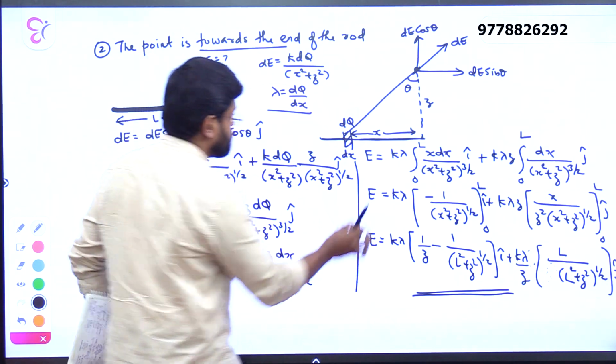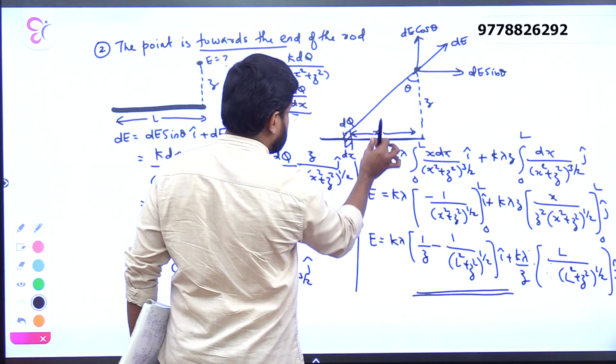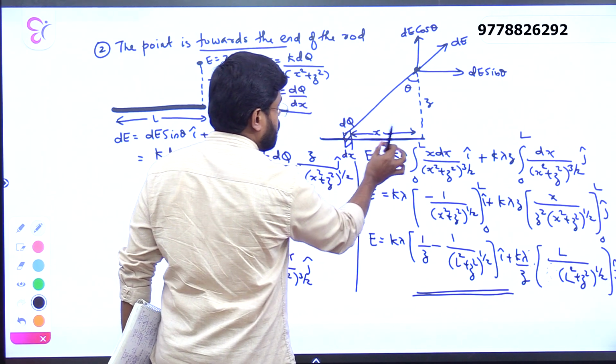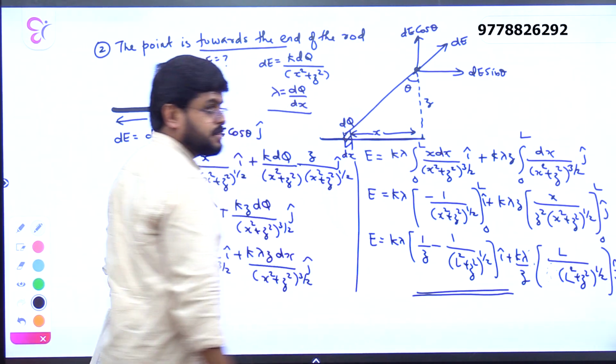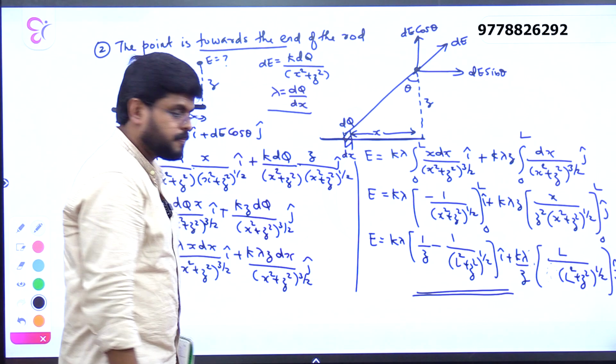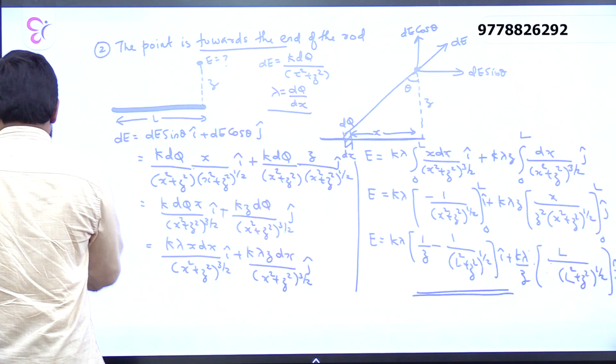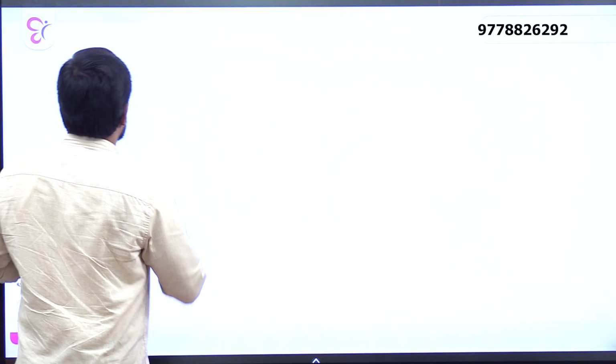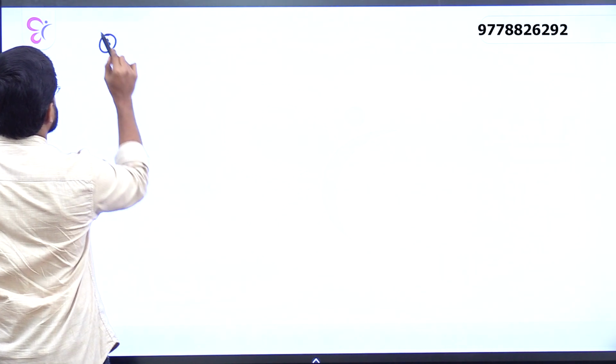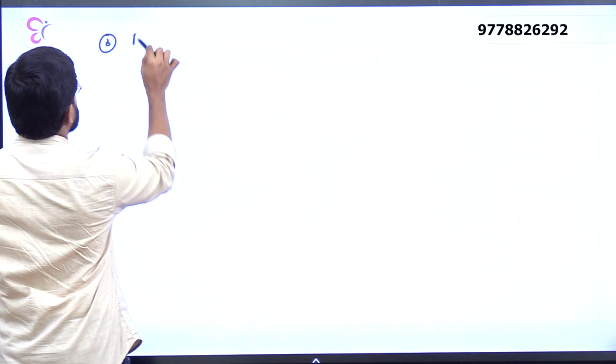Okay, the first case we have found out the point is at the middle or it is symmetric, and here it has become asymmetric. Clear? Next, we discuss about this is the third case. We are discussing about an arbitrary point.